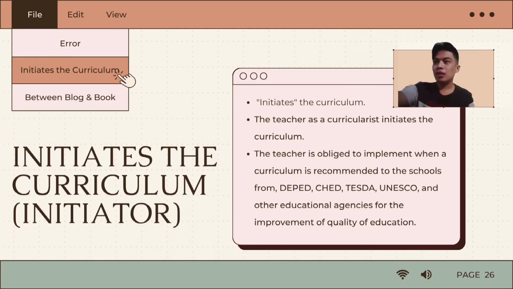Next is initiator, or the one who initiates the curriculum. On a case-to-case basis, where the curriculum is recommended from DepEd, CHED, TESDA, UNESCO, or even UNICEF and other educational agencies for the improvement of quality education, the teacher is obliged to implement the said curriculum. Take note that implementation of a new curriculum requires the open-mindedness of the teacher and full belief that the curriculum will enhance learning.